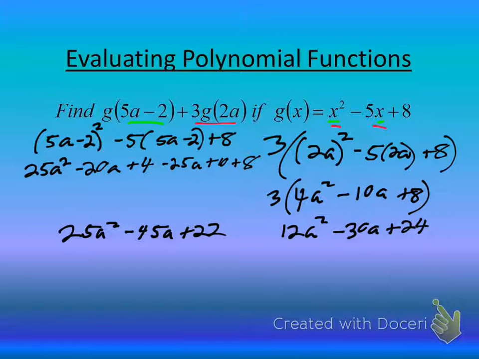What sign's between these two? Plus, so you don't have to change any signs. Go get you some like terms. 25 plus 12 gives you 37a squared. Negative 45 minus 30. 22 and 24.